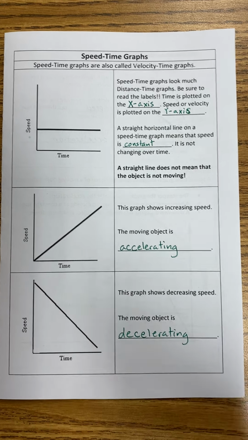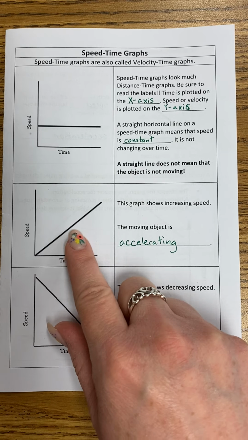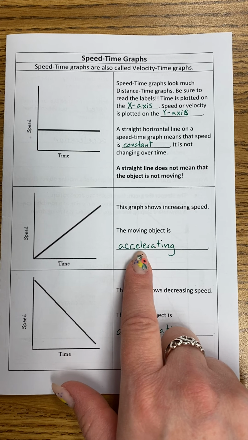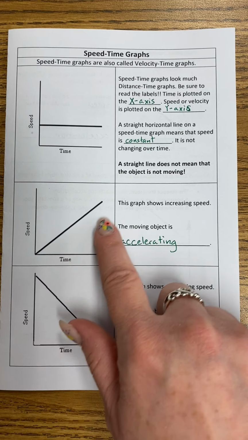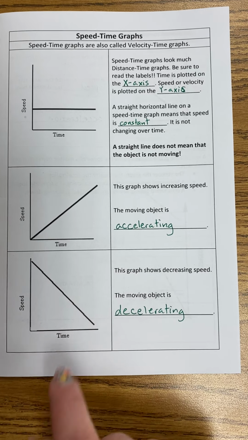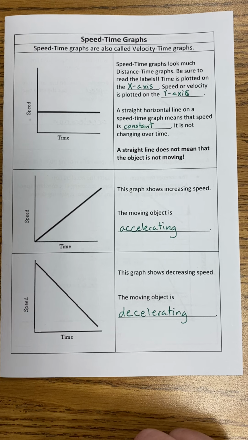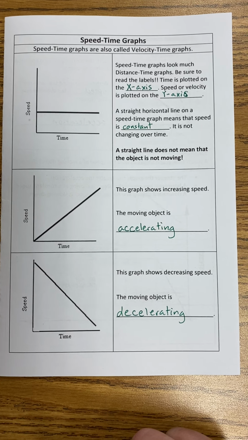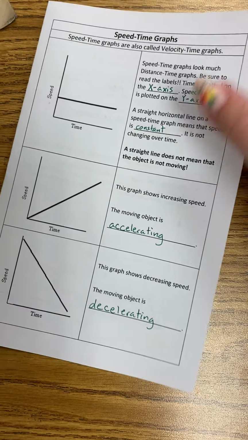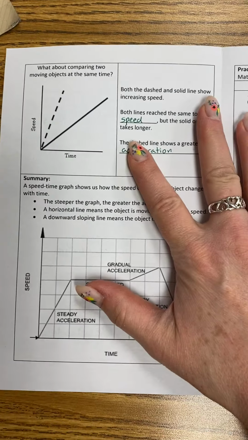So this one, if it's increasing from left to right, then it's accelerating, okay, and it's a straight line, it's increasing. And then if it's a straight line but it's decreasing from left to right, then it is decelerating or slowing down, okay? So again, push pause if you need to, get those words copied down.